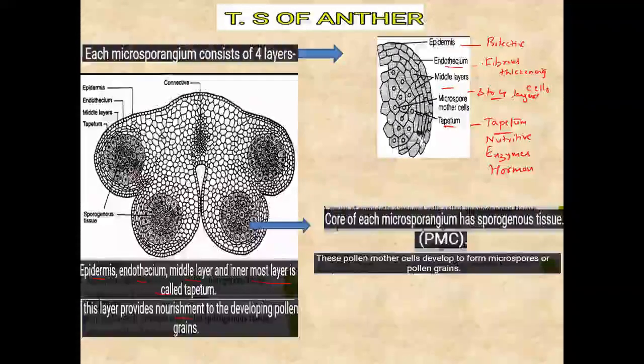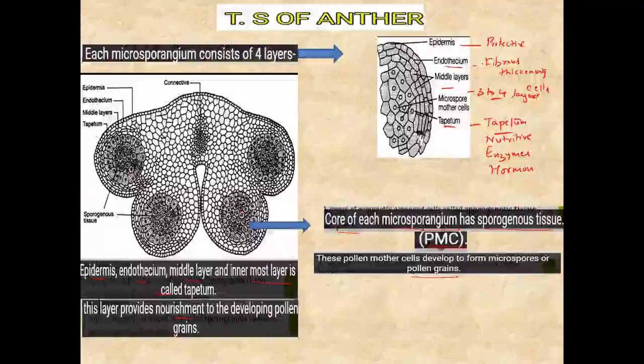And inside this, there are four pollen chambers. In the core of these four pollen chambers, we have the microsporangium, which contains the sporogenous tissue. This sporogenous tissue is called the pollen mother cell, or PMC. It is this pollen mother cell that undergoes microsporogenesis and develops into a pollen grain.